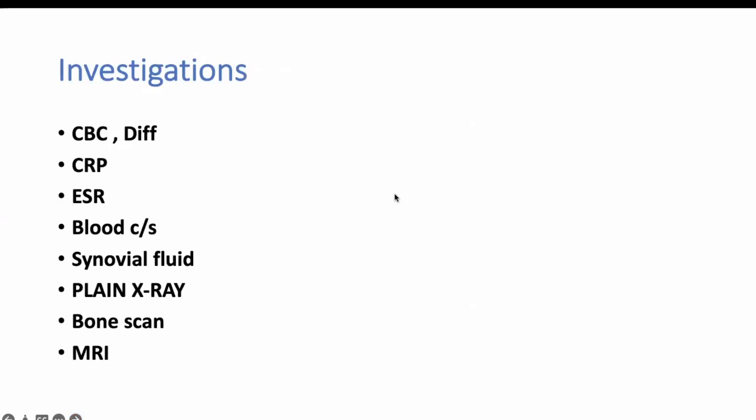So investigations: you will do the CBC with differential to help you, but it's not specific. CRP and ESR. What about CRP and ESR? They will be elevated, they will be high, unless it's chronic osteomyelitis. In chronic osteomyelitis, they will be almost near normal, slightly elevated.